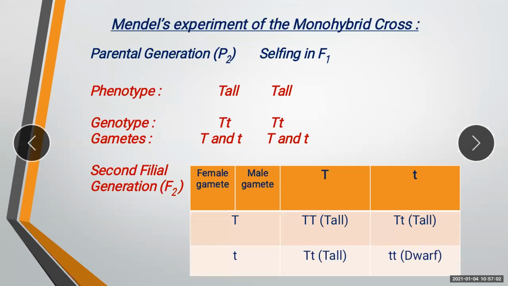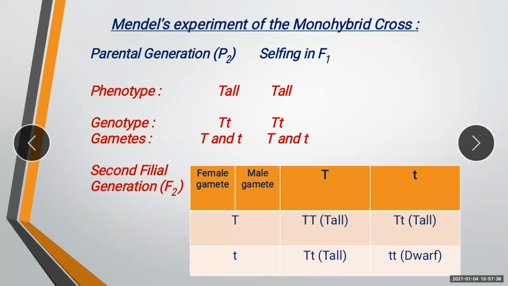Right? So you can see here in the table, capital T, capital T. So what will be the phenotype? Tall. Capital T, small t, the phenotype will be tall. Capital T, small t, again the phenotype is tall. And small t, small t, the phenotype is dwarf because it is a recessive character, right? So Mendel concluded that in the F2 generation, the phenotypic ratio is 3 is to 1. That means 3 tall and 1 dwarf plant, right?